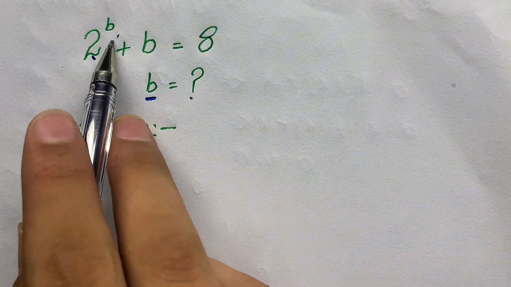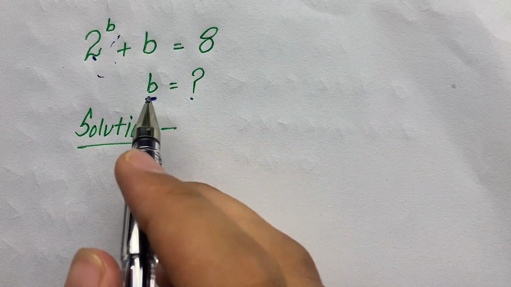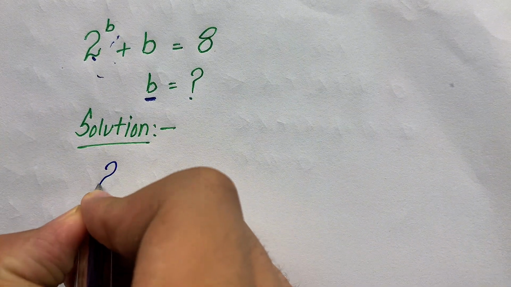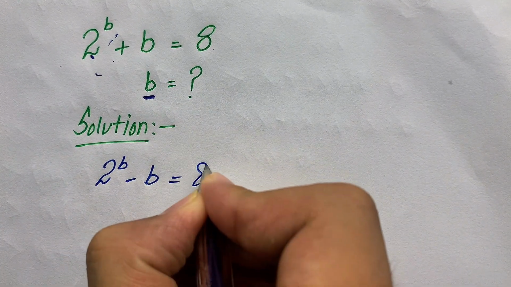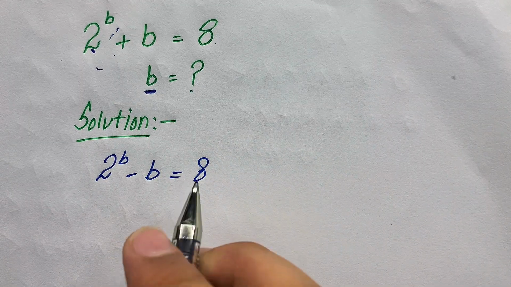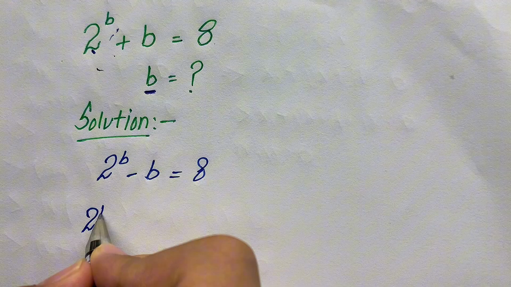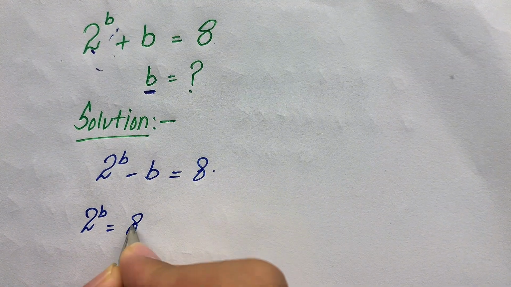Our question is 2 to the power b plus b is equal to 8. We are finding the value of b from this. Now we first write our question, 2^b - b = 8. In the next step we write 2^b is equal to b into 8 minus b.